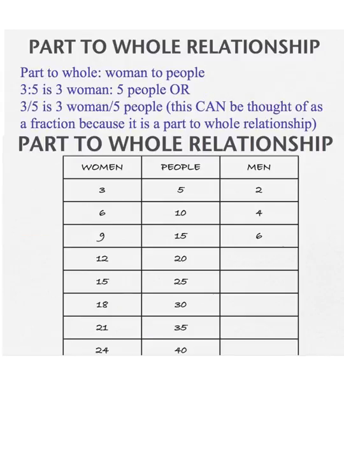Now, taking a look at this chart, you have, again, part to whole. So you have women, people, and then there are men also at the meeting. So if you have 3 women and then you have 5 people, how many would be men? Well, simply 5 minus 3 is 2. 6 women, 10 people, 10 minus 6 is 4. 9 women, 15 people, 15 minus 9 is 6. 12 women, 20 people, how many men? And that would be 8.